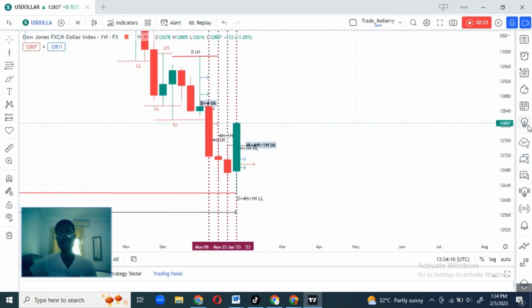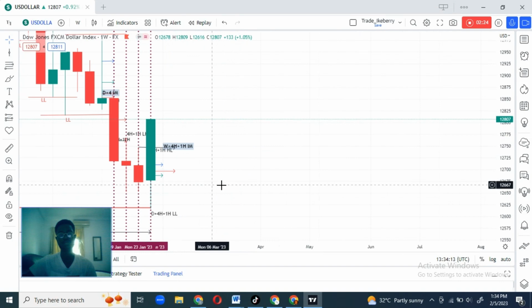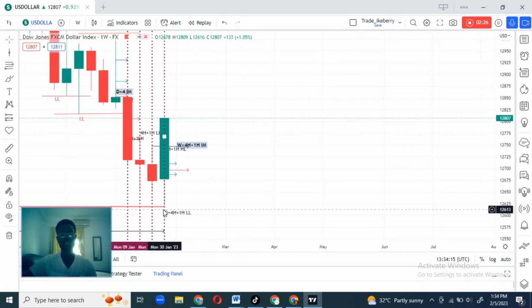Over the week we got a very nice, beautiful candle in a bullish trend showing an upside move, which went up to break the previous 4 hour and 1 hour lower high here. It even came into this daily imbalance, and it is still moving up into this weekly imbalance here as well.